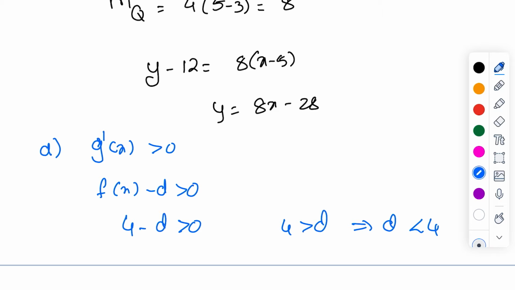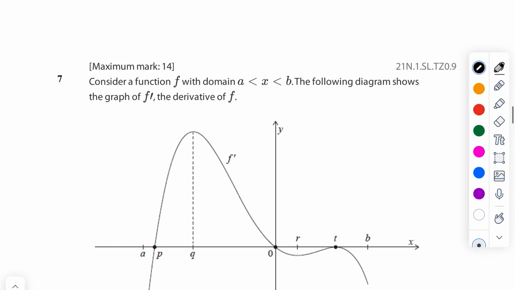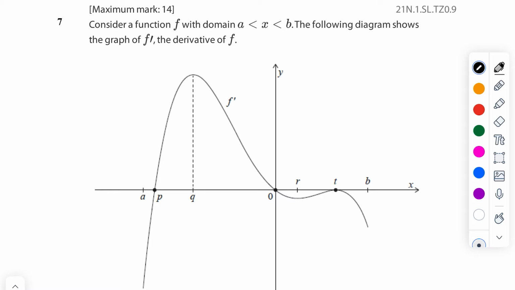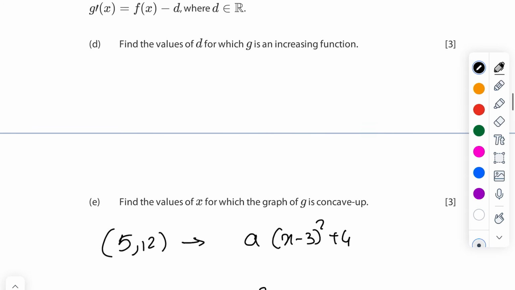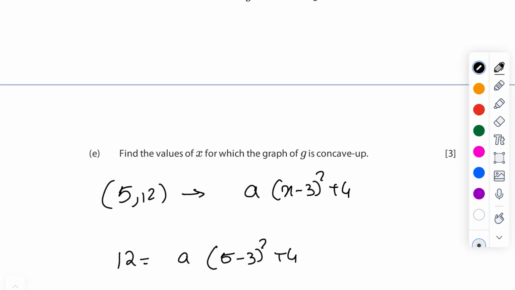For an increasing function, the first derivative should be greater than 0. g prime x is f of x minus d. We can see the vertical height of f of x is 4. So 4 minus d should be greater than 0. Coming to question number 7. Do we have another part for this? Find the part e also is there.